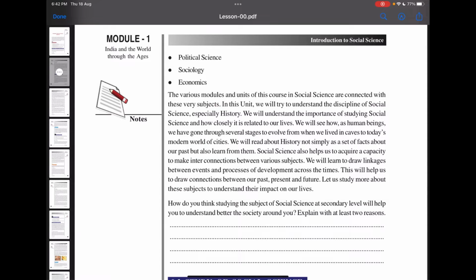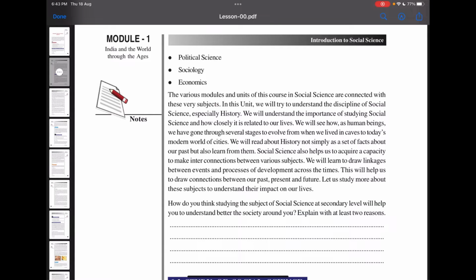The various modules and units of this course in social science are connected with these very subjects. In this unit, we will try to understand the discipline of social science, especially history. We will understand the importance of studying social science and how closely it is related to our lives. We will see how, as human beings, we have gone through several stages to evolve from when we lived in caves to today's modern world of cities.